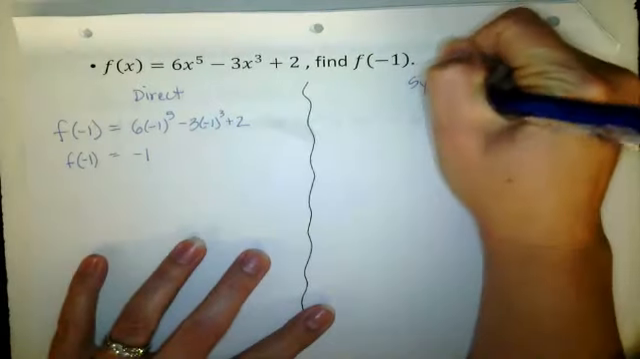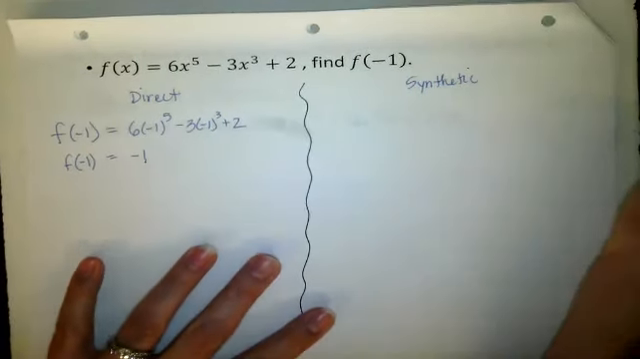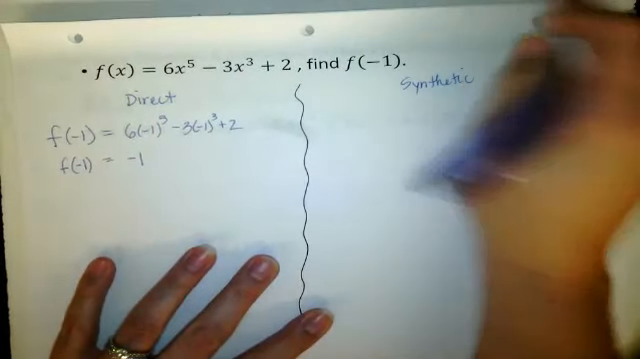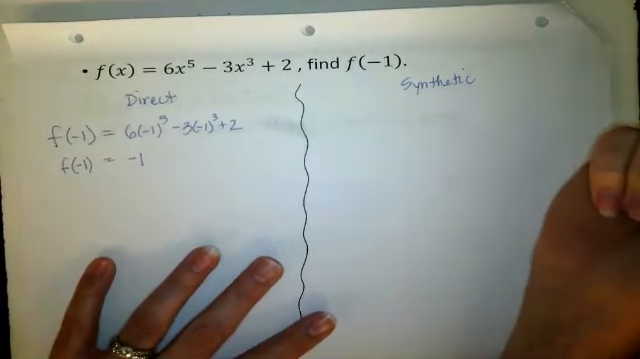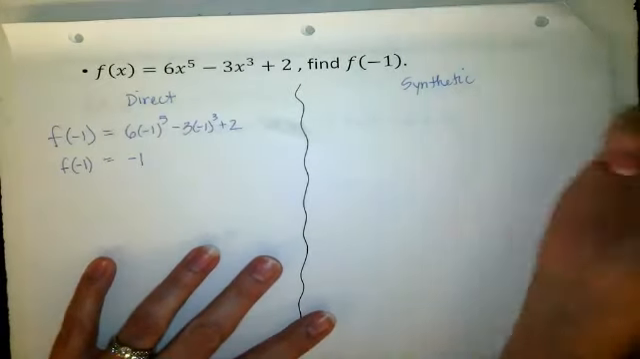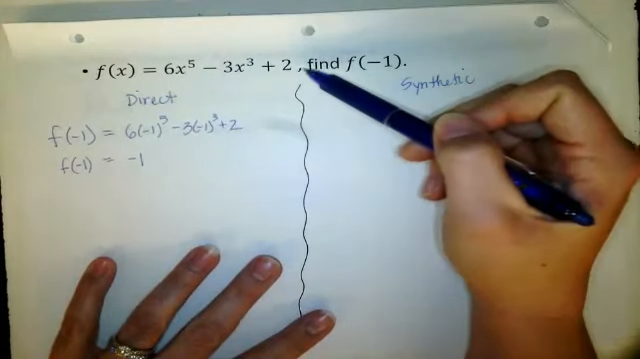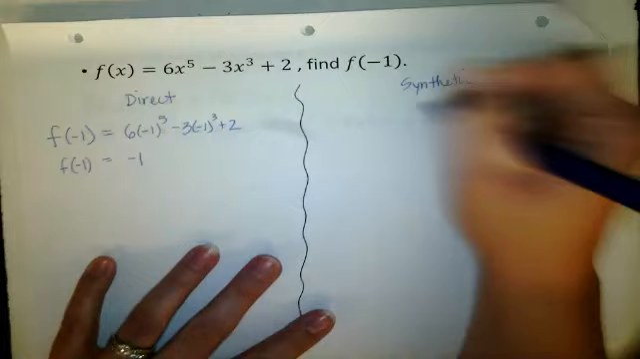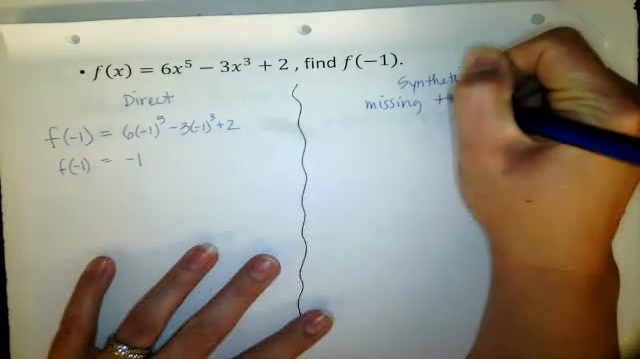Now using synthetic, you get two different answers. You shouldn't get two different answers. What did you do? So using synthetic, we have to fill in our missing terms. Do we have all our powers of x accounted for? No, there are missing terms. So we need to fill in those missing terms.